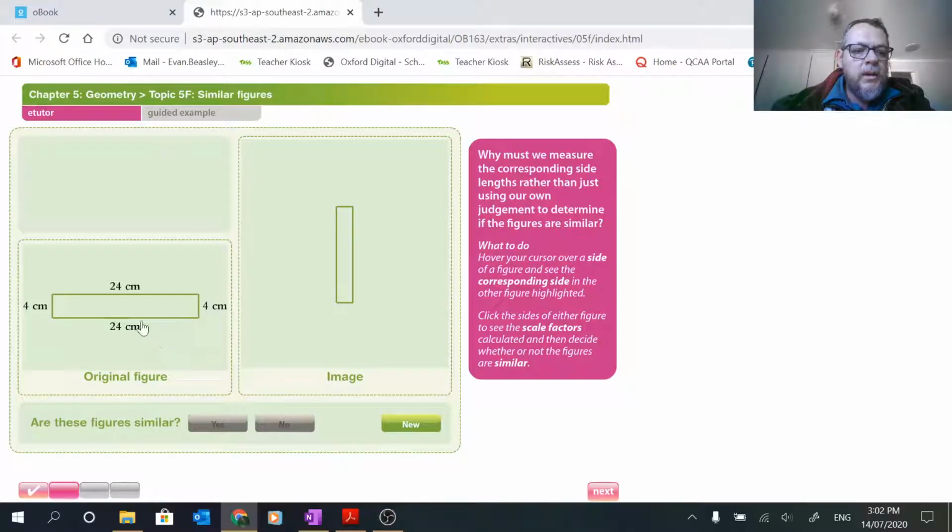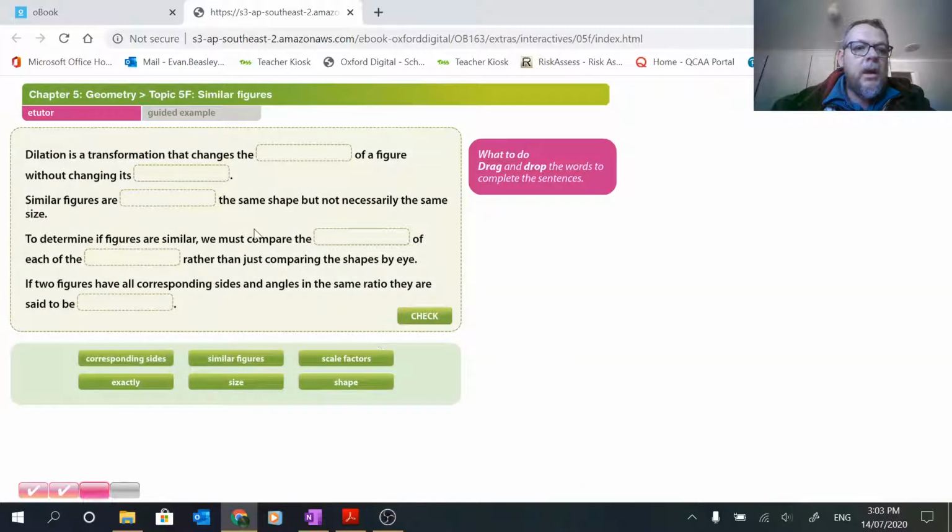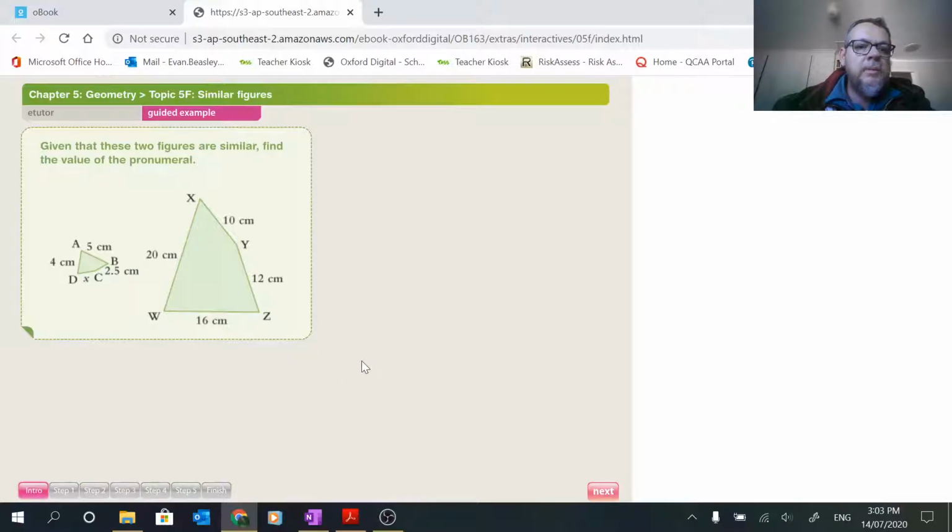Let's do one last one. So here's our original, 24. The image has 12, so it's got to be a scale factor of 0.5, hasn't it? Now let's have a look over here. Yeah, that looks right. The same scale factor of 0.5. So yes, they are similar figures. Okay, I'd like you to have a go at this one. You can get in there and work on that one. And I suppose we should also have a look at a guided example.